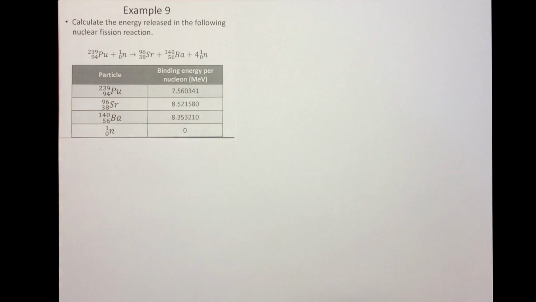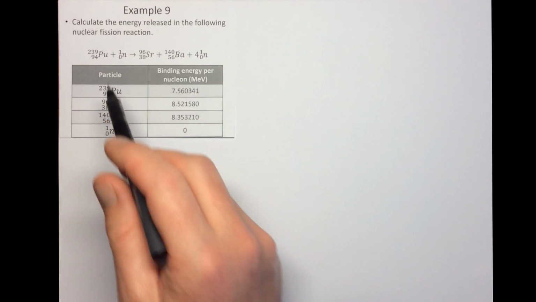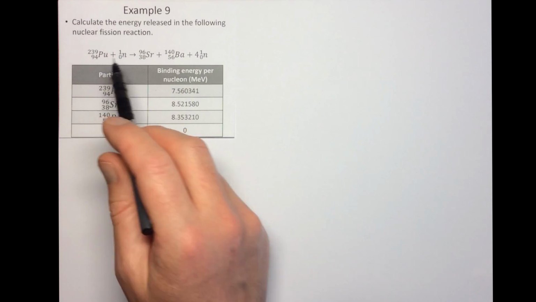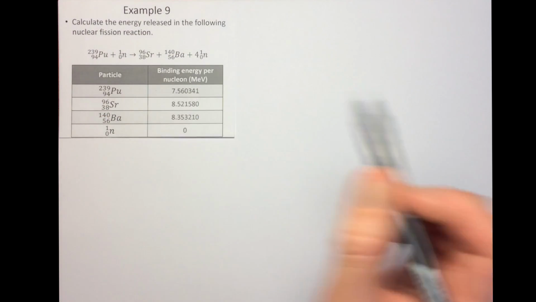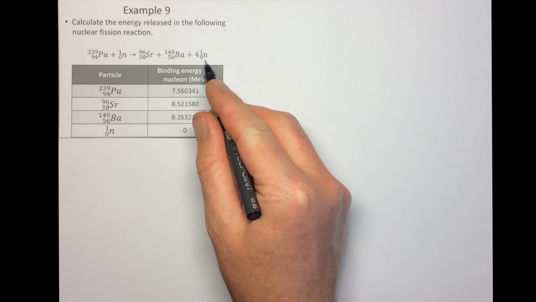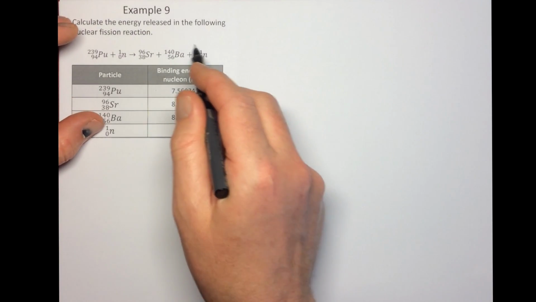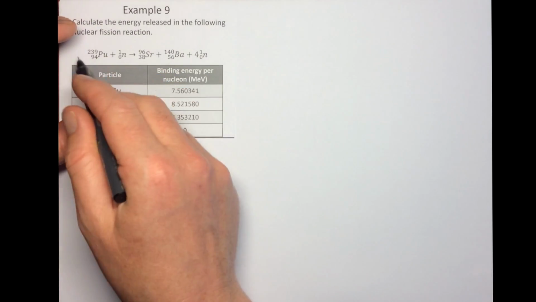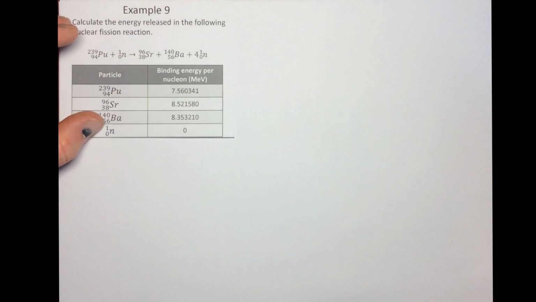Plutonium-239 is a classic fissile material. That and uranium-235 are the most common ones. You fire a neutron at it and it splits into 2 lower mass nuclei and 4 neutrons. Now the mass of the product is going to be less than the mass of the reactants, and that missing mass, that mass defect, will be converted into energy. The issue with this question is we're not given any of the masses.